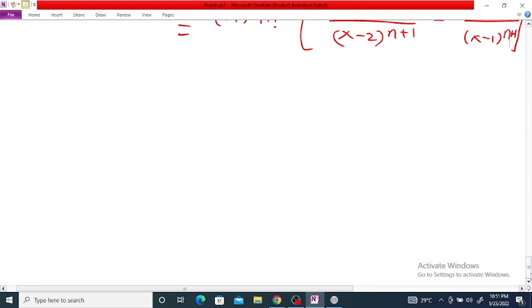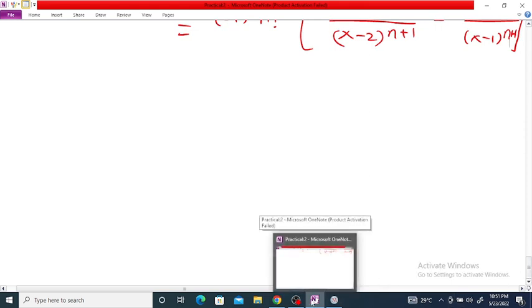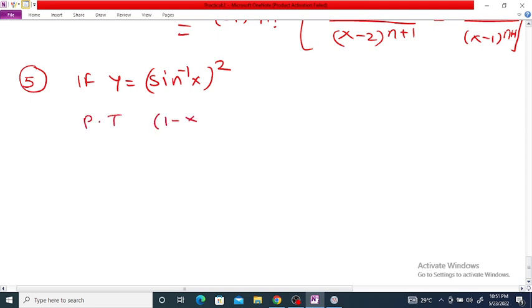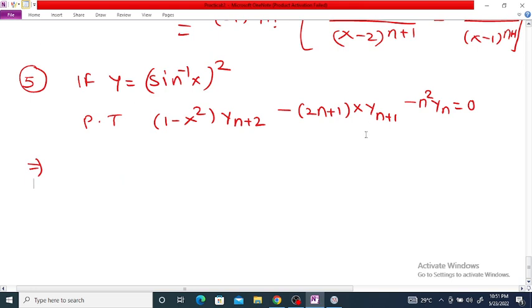The next example, example number 5: if y is equal to sine inverse x, whole squared, then prove that 1 minus x square times yn plus 2, minus 2 times n plus 1 times x times yn plus 1, minus n square yn is equal to 0.